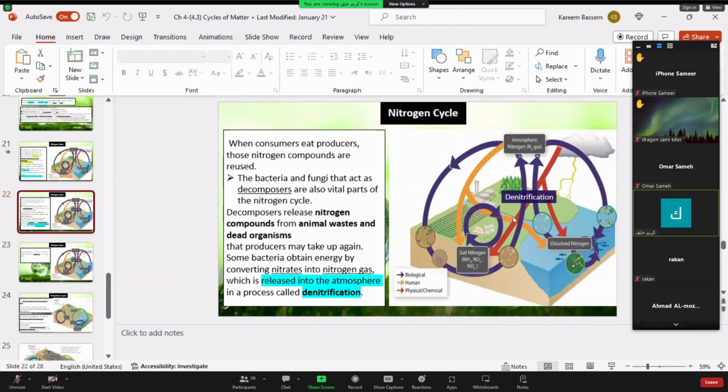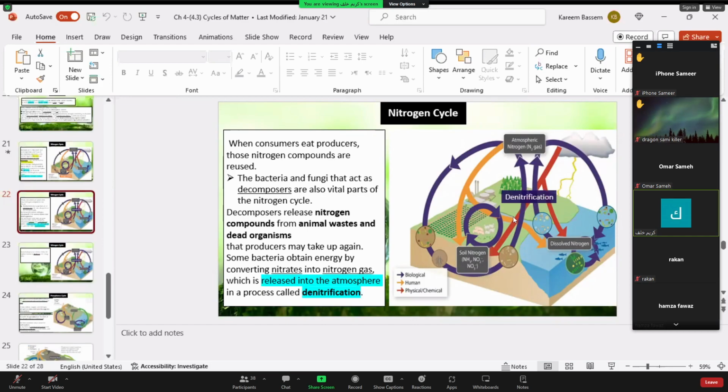Bacteria and fungi start acting as decomposers on these nitrogen compounds that are found in soil or in animal waste and so on, in order to release nitrogen gas back into the atmosphere. So when nitrogen gas is back in the atmosphere, this is recycling of nitrogen. This process is just called denitrification. This is the opposite of fixation.